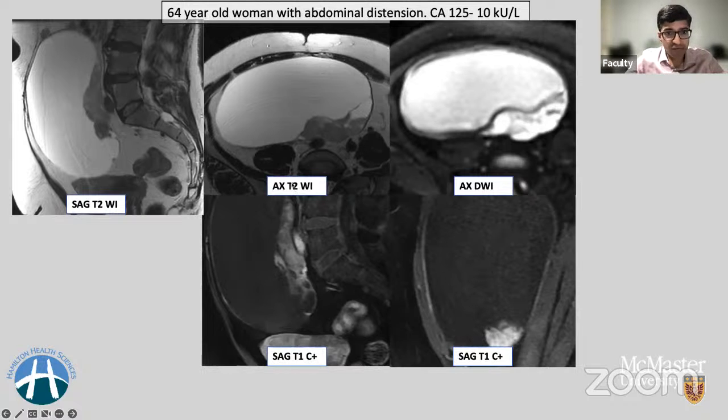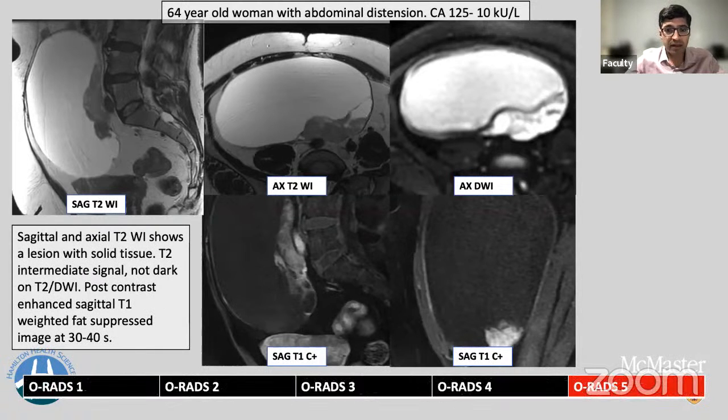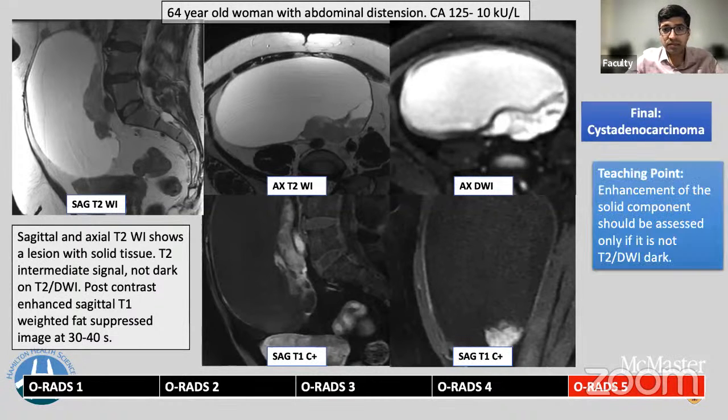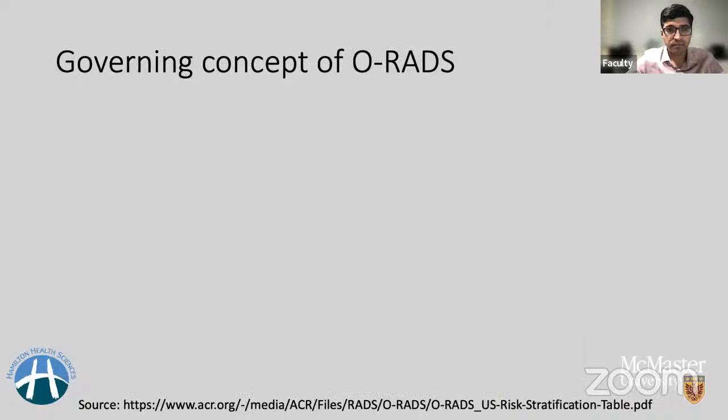So this patient did not have peritoneal disease, but the solid component showed enhancement greater than the myometrium on the 30 to 40 seconds image, which means that it is O-RADS 5. This turned out to be a cystadenocarcinoma. Enhancement of the solid component should be assessed only if it is not T2 dark or DWI dark. Remember, this is a very important point.